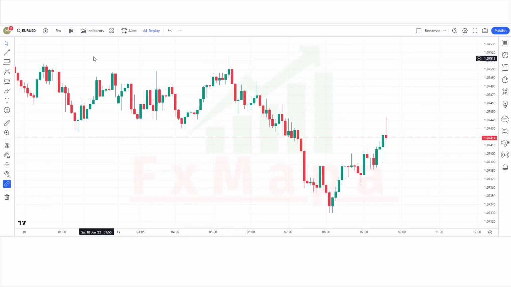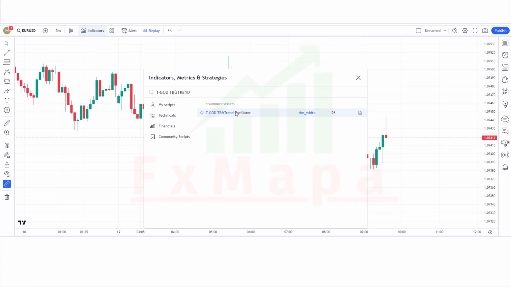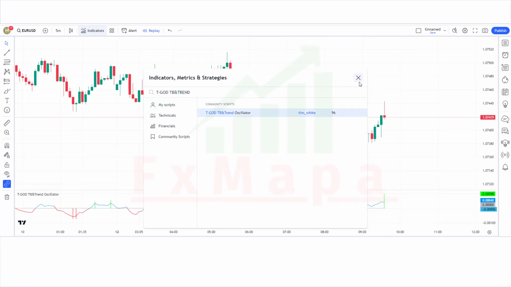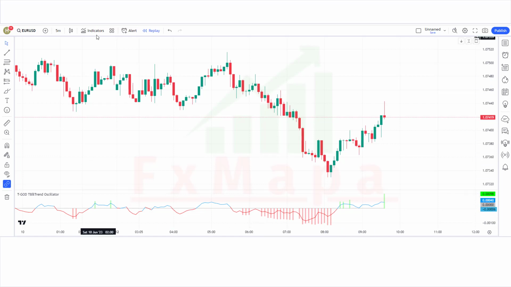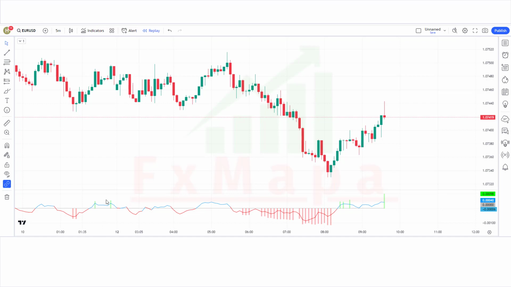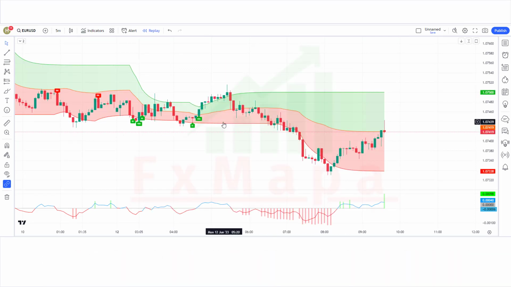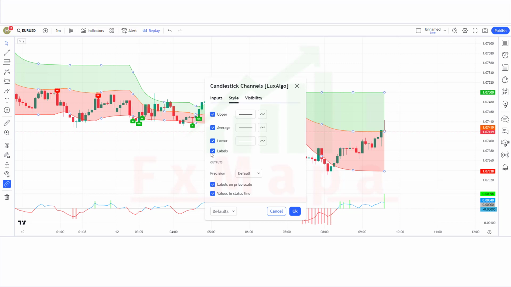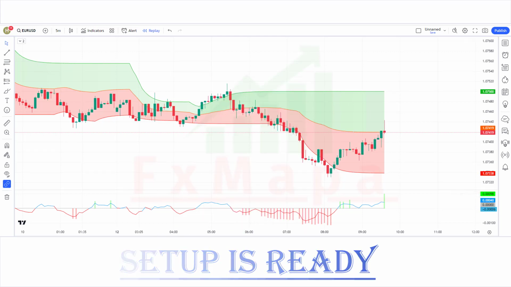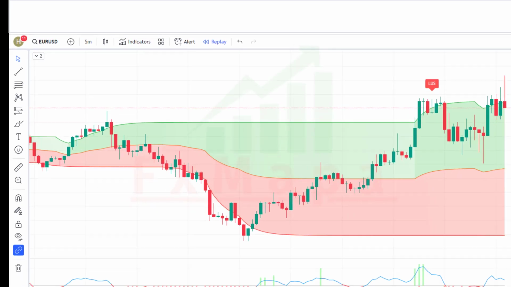So let's get started. In this setup we would require 3 oscillators. First indicator name is TGOD TB and trend oscillator. Second indicator name is GMS, candlestick with RSI filter. Third indicator name is candlestick channel. Keep the indicators setting as I have shown here. Setup is ready. We are going to test this strategy on 5 minutes time frame in the EURUSD chart.